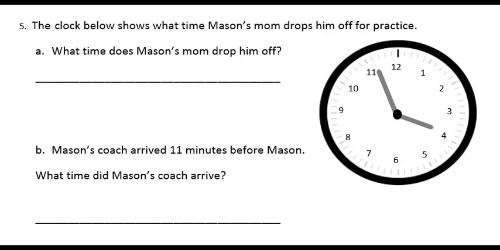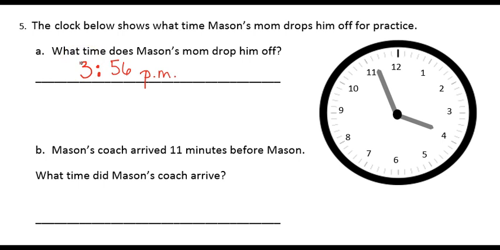The last section says the clock below shows what time Mason's mom drops him off for practice. What time does Mason's mom drop him off? So if I look for my hour hand first, it's in between 3 and 4 o'clock, very close to 4 o'clock, but it isn't quite 4 o'clock yet. So we'll say 3 o'clock. And to figure out how many minutes, well, if all the way around the clock is 60 minutes, I'm going to go backwards. So if this is 60, I'll say 59, 58, 57, 56. So it looks like 3:56 or 56 minutes past 3 o'clock. And again, we'll assume that that's in the afternoon or PM.